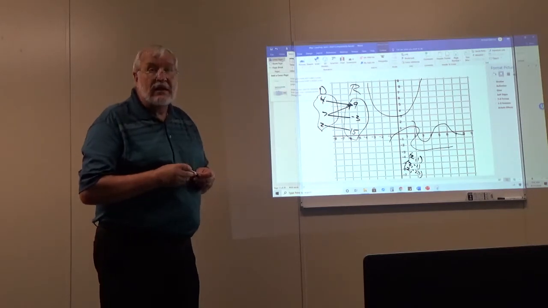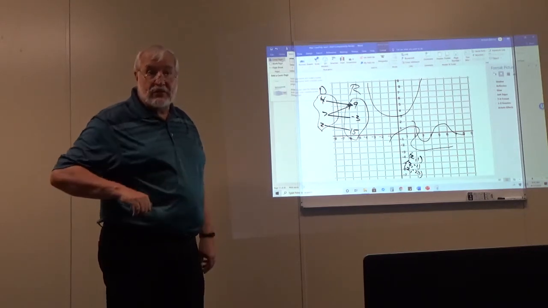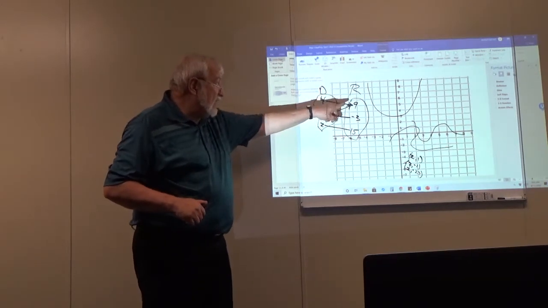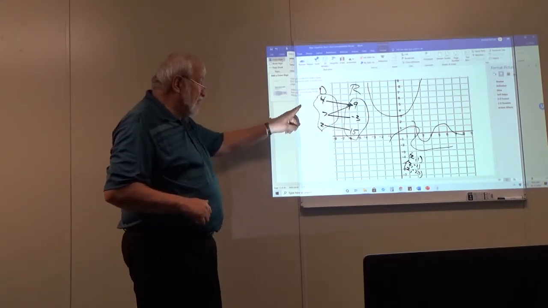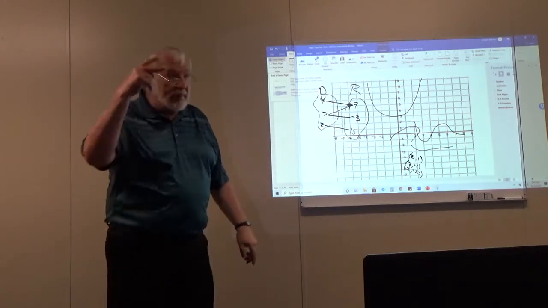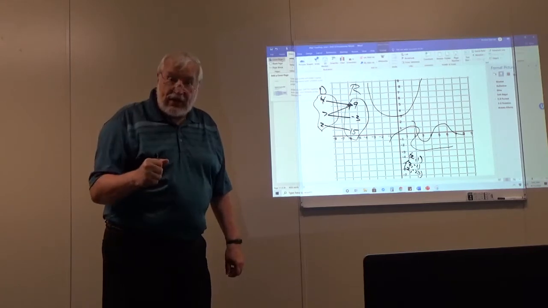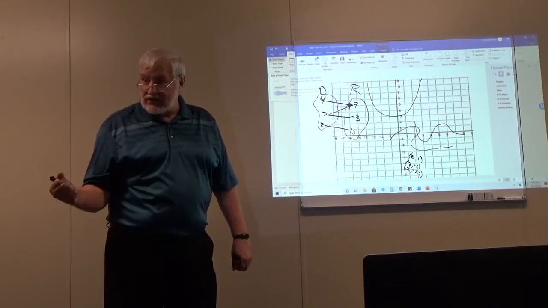Now, how many different points do I have in the relation? I have 4, 9, 7, 9, 7, -3, and 2, 15. But because the 7 is repeated in the domain, it's not unique, so it's a relation, but it's not a function.